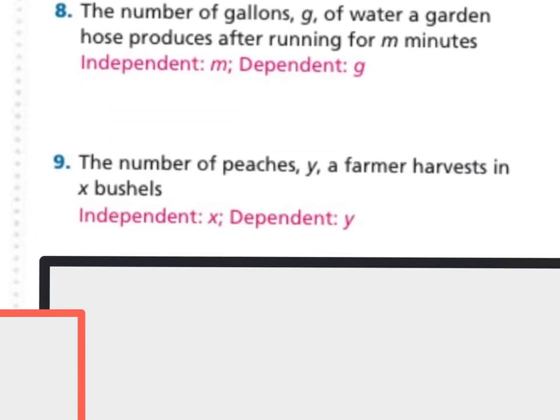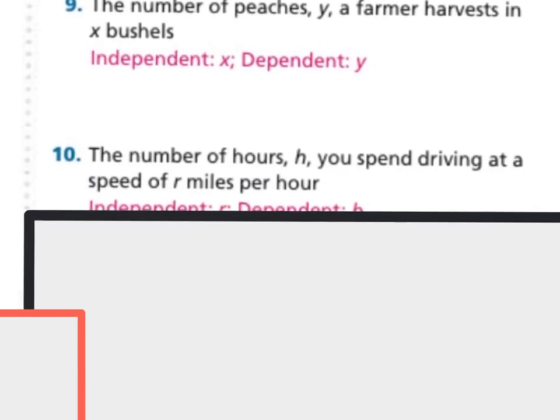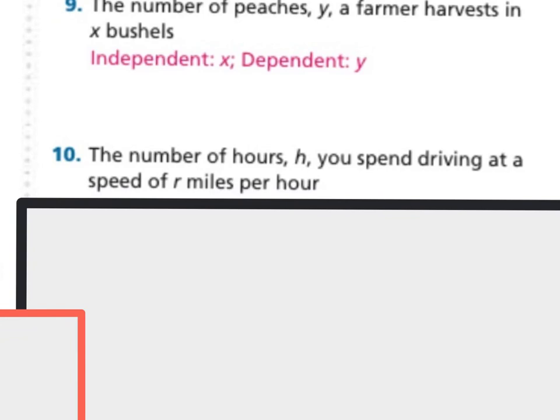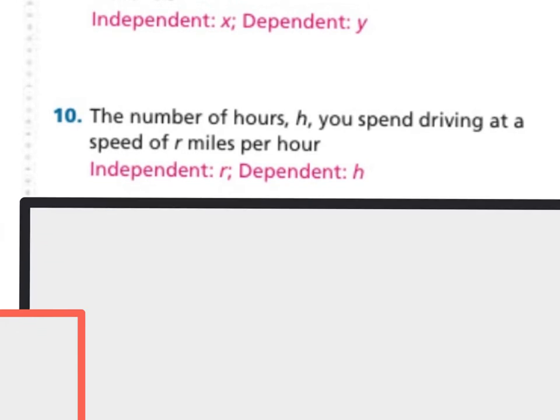We're going to skip over number 9. Some of these, just the wordings are a little bit off. Number 10, number of hours H you spend driving at the speed of R miles per hour. So does the number of hours you spend driving depend on your speed, or does your speed depend on the number of hours you are driving? So for this one, independent would be R, and the dependent would be H.